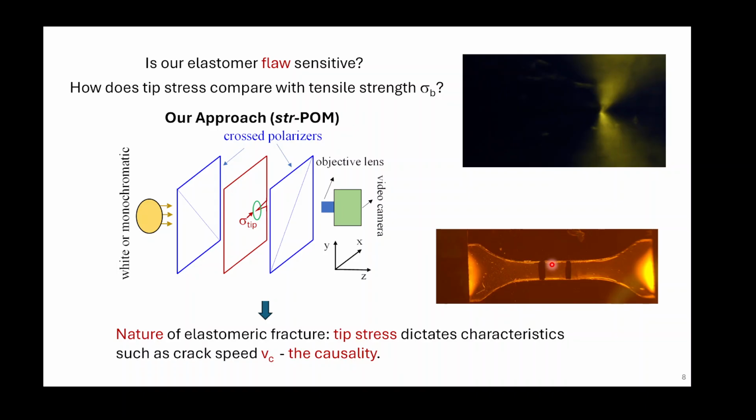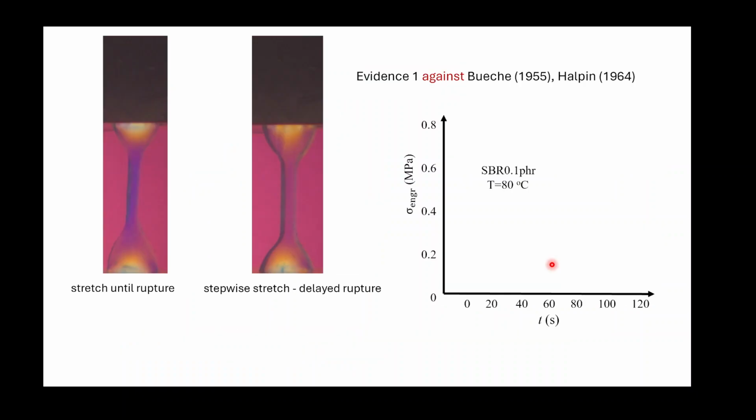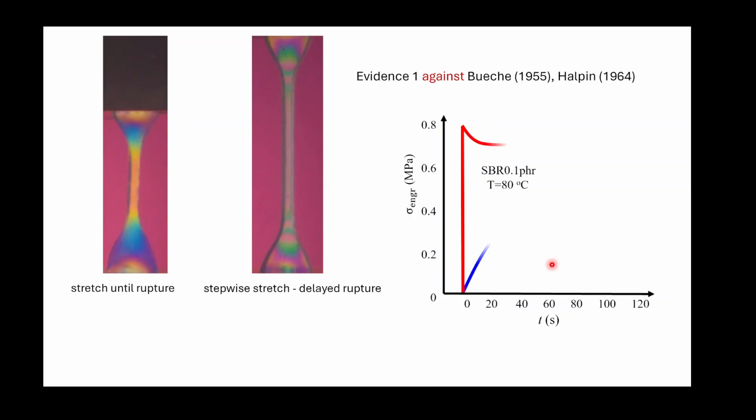I know there's a lot to speak about, but nevertheless, I have to skip all this. In any case, let's get to the bottom line. Evidence one against Beakey, Halpin, and Smith. So this is performed by either step strain fast to the same strain or continuously stretching to the same strain. Both cases lead to breaking. This is the actual data.